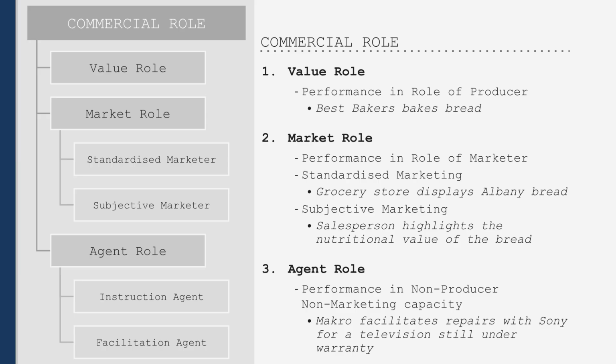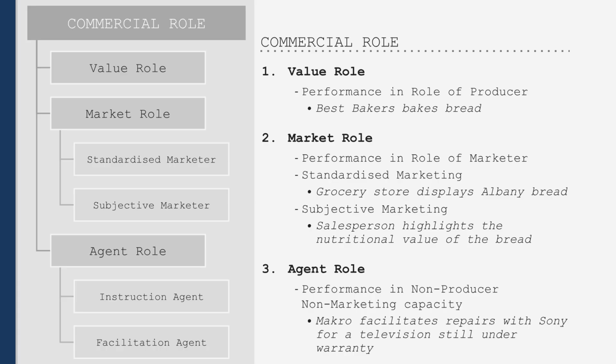In the market role, the function performance is within marketer capacity. This is where value is offered to the market. Marketing can be standardized, such as a grocery store displaying Albany bread on the shelf. Or it can be subjective, where someone actively highlights features or benefits, such as a salesperson explaining the nutritional value of the bread.